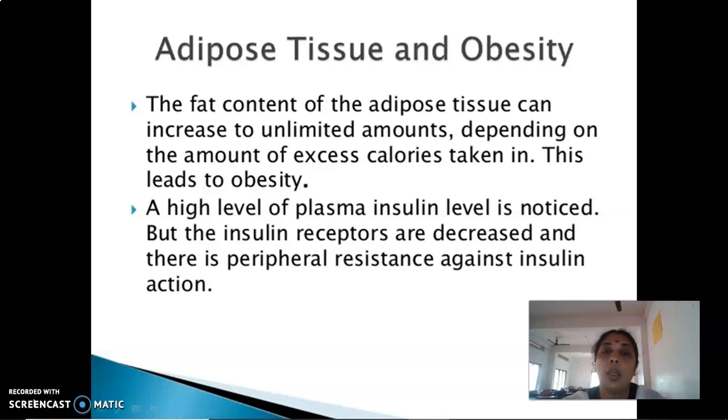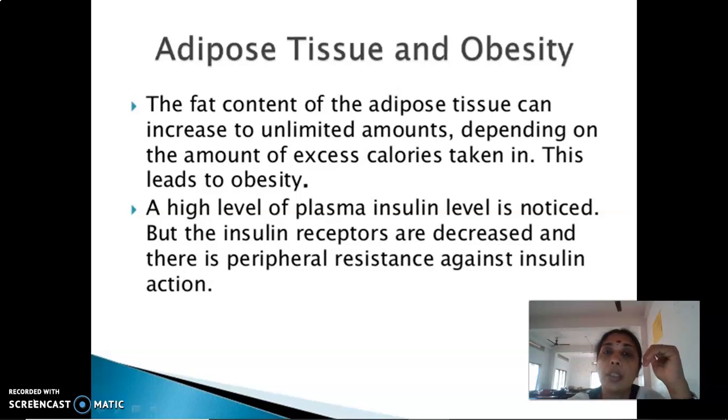Okay, so the adipose tissue will be going on causing the lipolysis. Free fatty acids will be liberated. So the free fatty acids liberated will again be entering back into the TG synthesis, right? And it's a cyclic process.